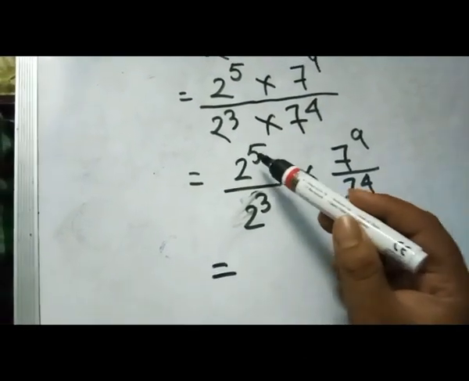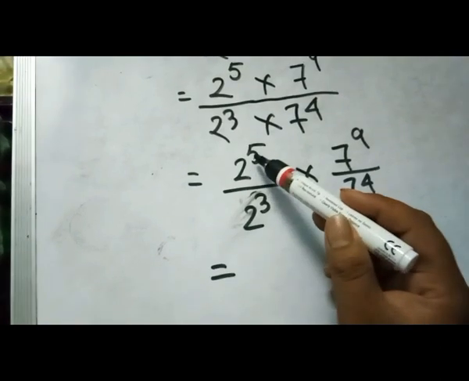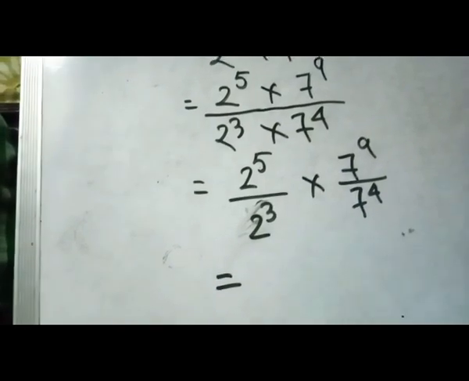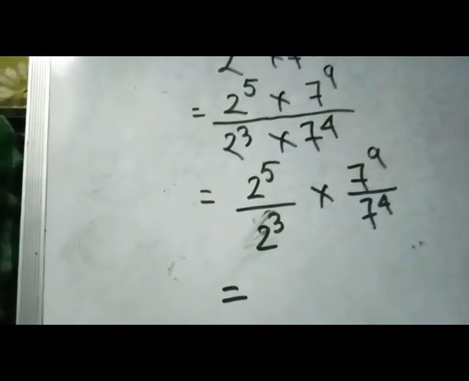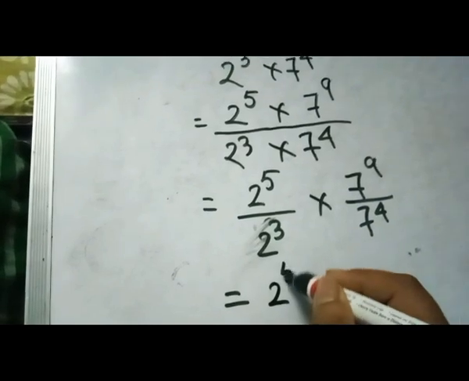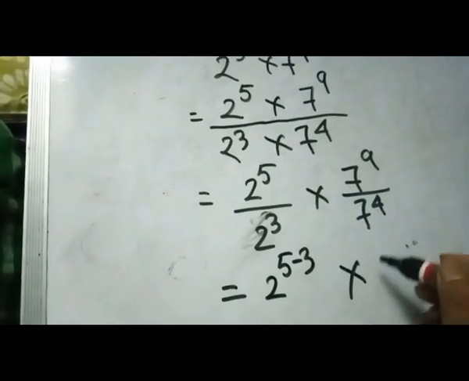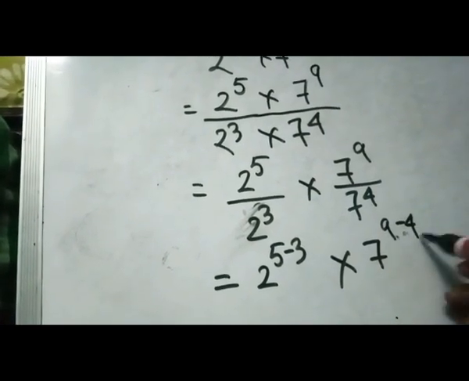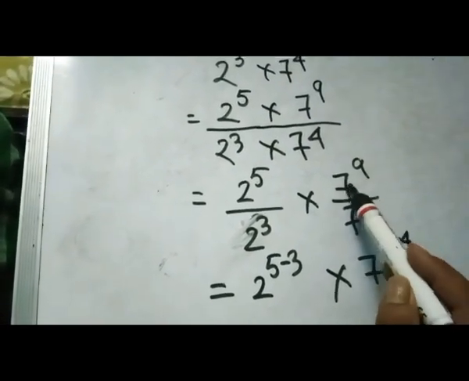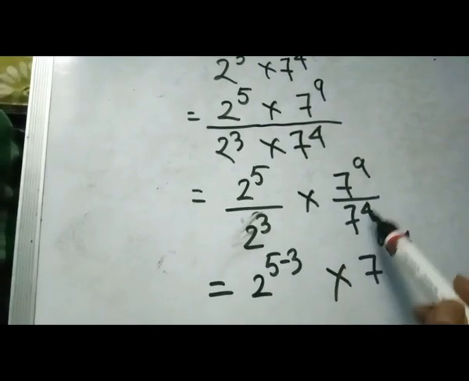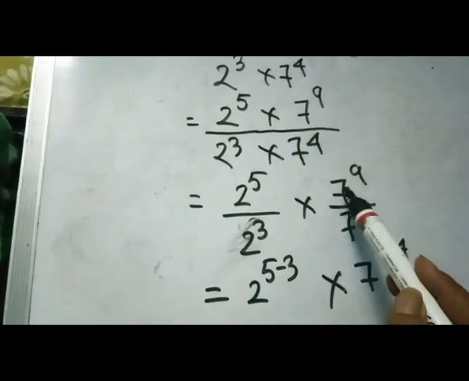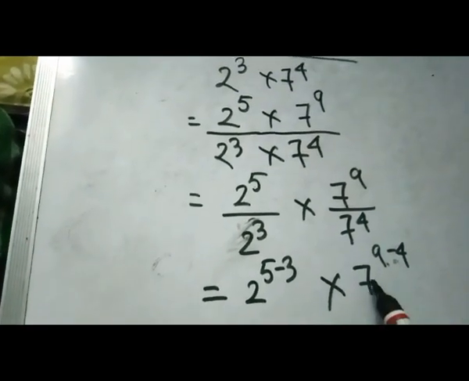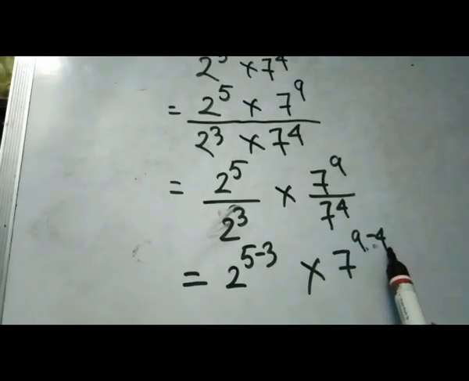How much is coming? The power is 5 and 3 respectively. Since the bases are equal and it is in the form of division, therefore 2 to the power 5 minus 3, into 7, in the same way, 7 to the power 9 minus 4. Here also 7 to the power 9 divided by 7 to the power 4, they are in the form of division. Since the bases are equal, the power will be subtracted. That's why I have written 7 to the power 9 minus 4.